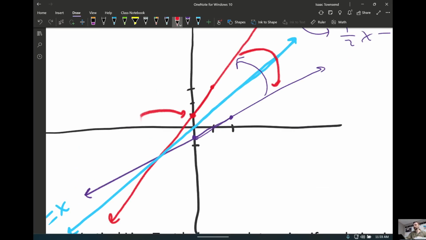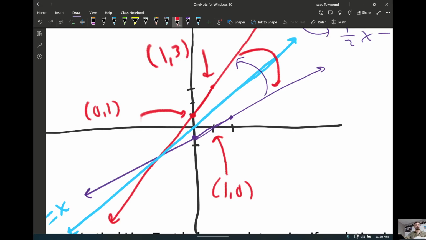The function had a point at (0, 1), which guaranteed that the inverse was going to have a point at (1, 0). The function has a point at (1, 3), which guarantees its inverse would have a point at (3, 1). Any point you know about the function should give you a new point that you know about the inverse, and any point you know about the inverse should give you a point that you know about the function.